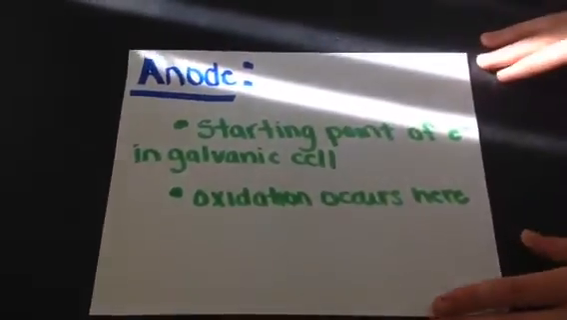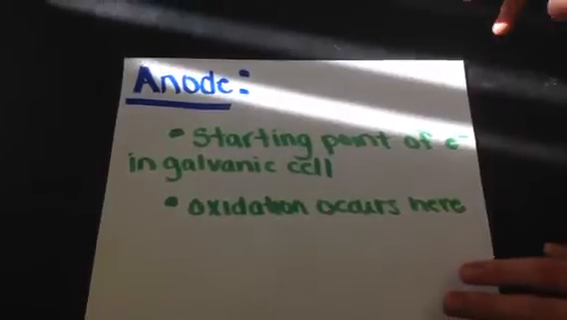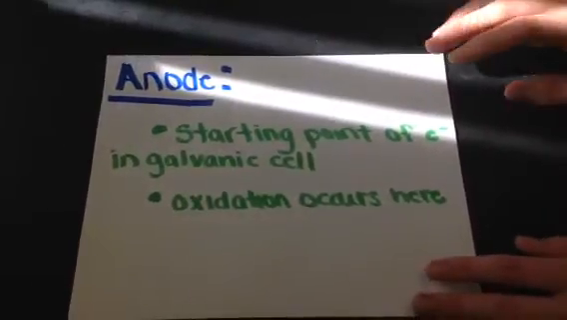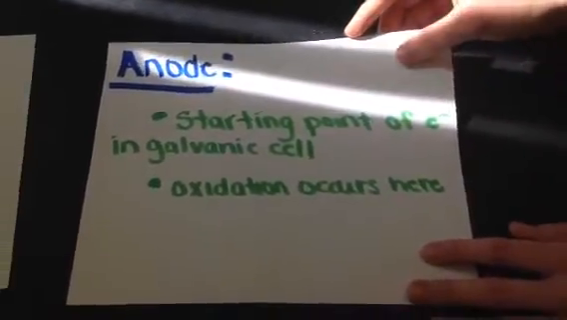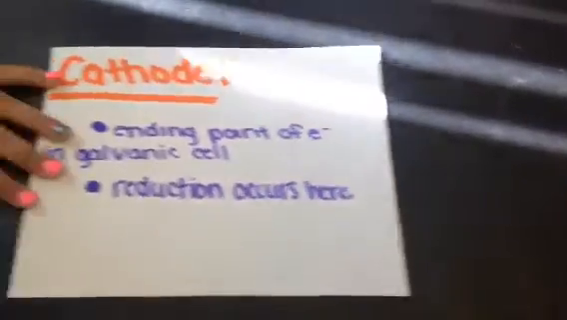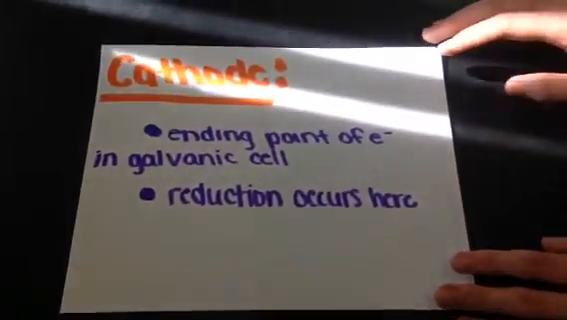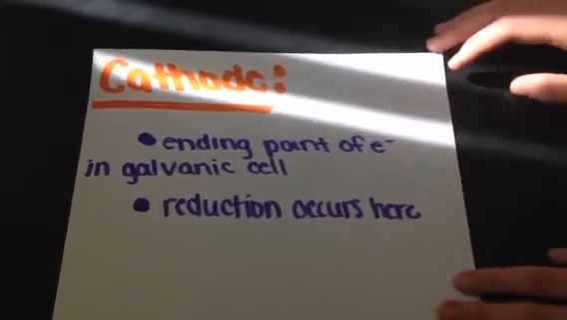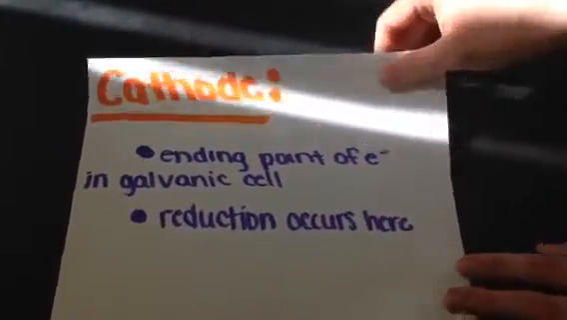Alright, so with the anode, this is where all the electrons from one substance go to another, and this is where the oxidation occurs. At the cathode, all the electrons will end up in this cell, and all the reduction will occur there.